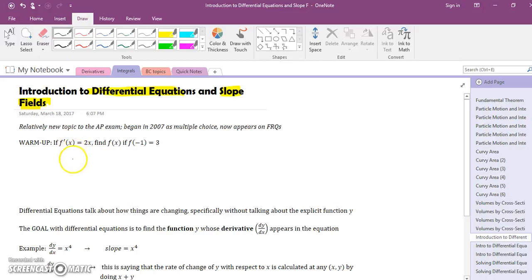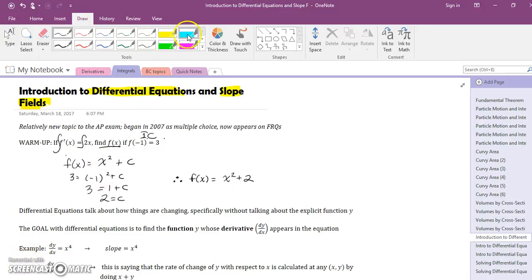To introduce differential equations and slope fields, let's do a quick warm-up to remind yourself of how we're going to use this. Let's say I give you a derivative, and let's say the derivative is 2x. And then I also give you an initial condition, and that initial condition says that f of negative 1 is 3. I want you to find f of x. So pause the video for a minute and solve for f of x here. Don't forget your plus c that you have to find.